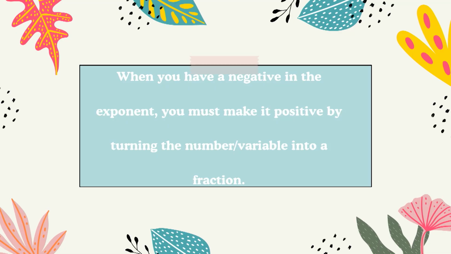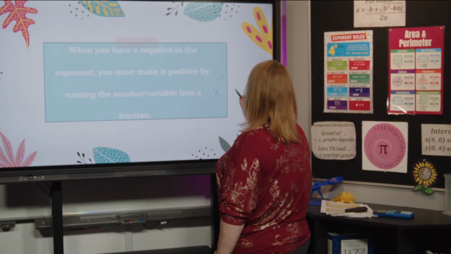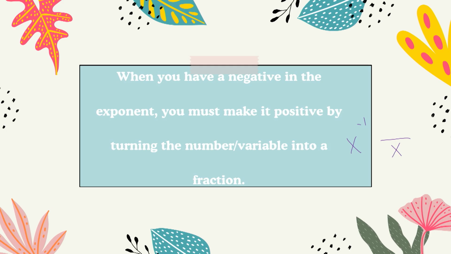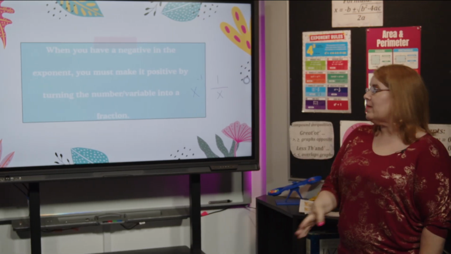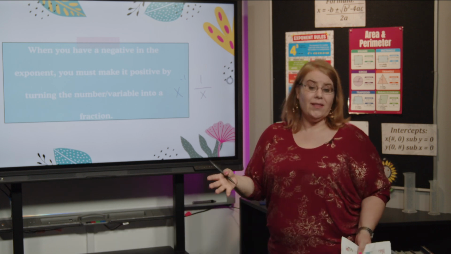All right, so let's see. When you have a negative in the exponent, you must make it positive by turning the number or variable into a fraction. And we saw how we did that. When we have x to the -1, my x goes on bottom and my 1 goes on top. So then that shows me when I have a variable in my denominator, it cannot be a polynomial.